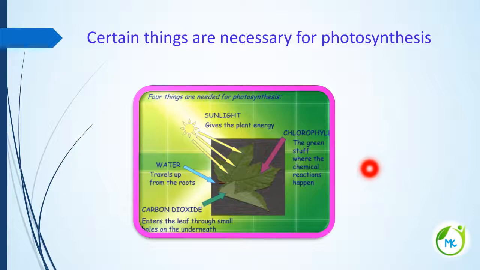And the fourth requirement for the process of photosynthesis is chlorophyll molecule. So chlorophyll is a green pigment which is found in the leaves of the plant. And the significance of this green pigment chlorophyll is to absorb the light energy or trap the light energy, thereby helping for the process of photosynthesis.